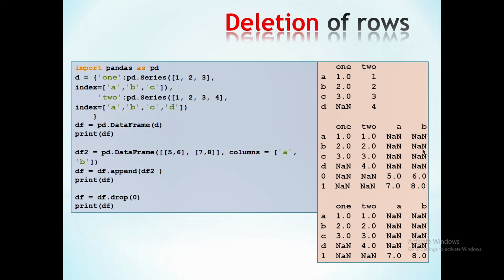Then deletion of rows. We can delete rows using the drop function. So drop of 0 refers to the first row, that is the row with the index key of 0. So this is the first one. I have created the list. Now I added the rows using the append function. Then I have deleted this row with an index of 0, that is drop of 0. So this is the drop of 0, and it is deleted here.